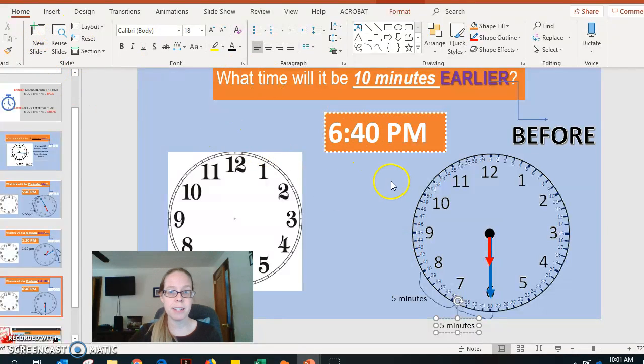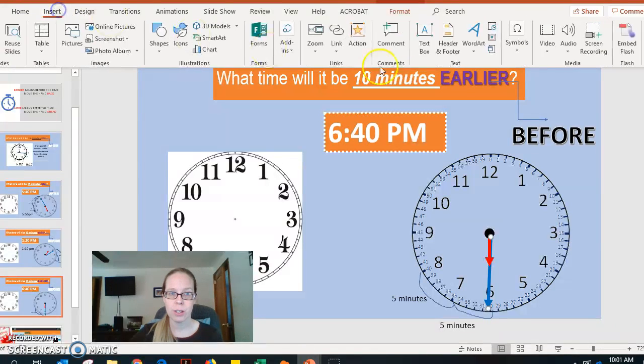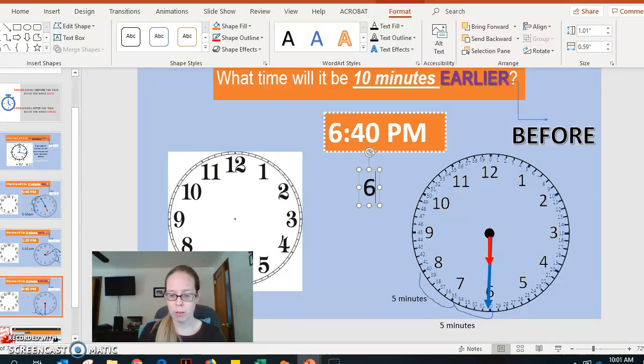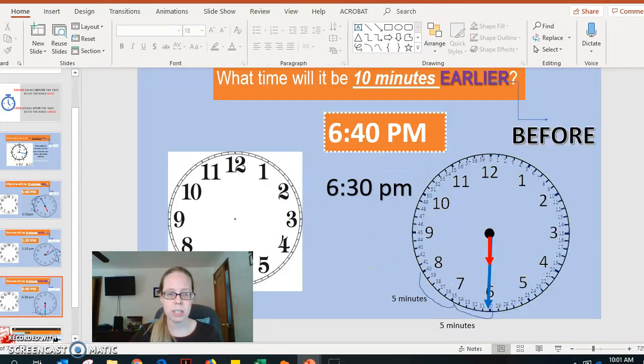So what is my time? If the time was 6:40 and I wanted to know what time it was 10 minutes earlier, I'm going to move my minute hand back 10 minutes. So back 5 minutes would be 6:35. Back 10 minutes is going to be 6:30. So my time is 6:30. And I would type that in Connect Ed. Again, you don't have to worry about the PMs or the AMs. Just type in the time.